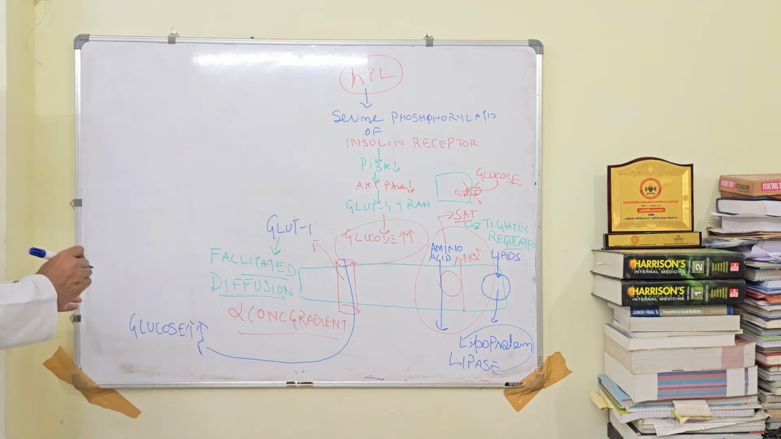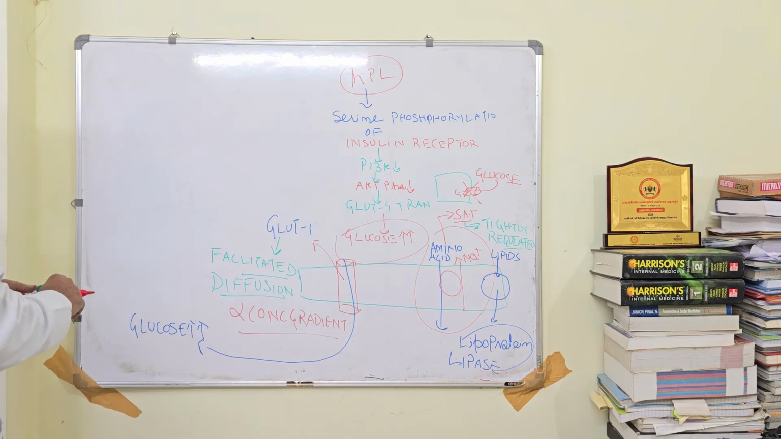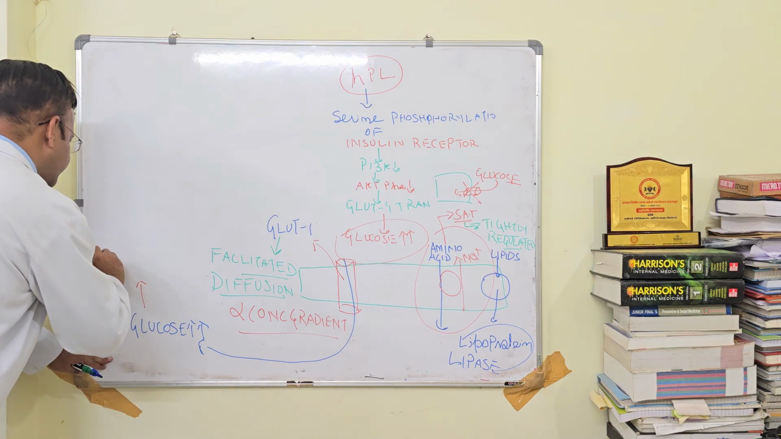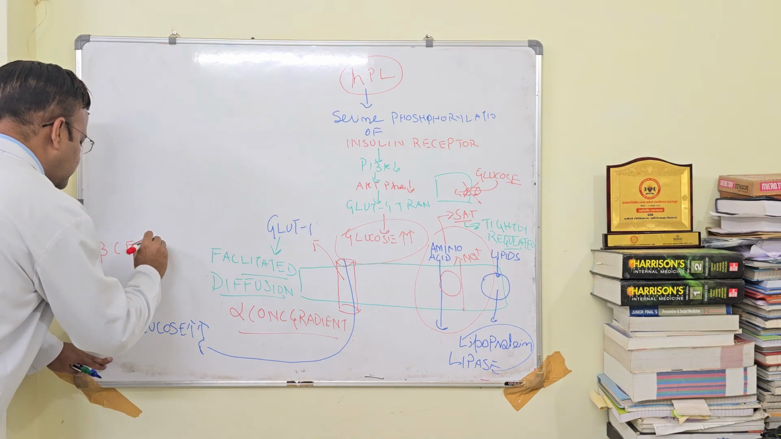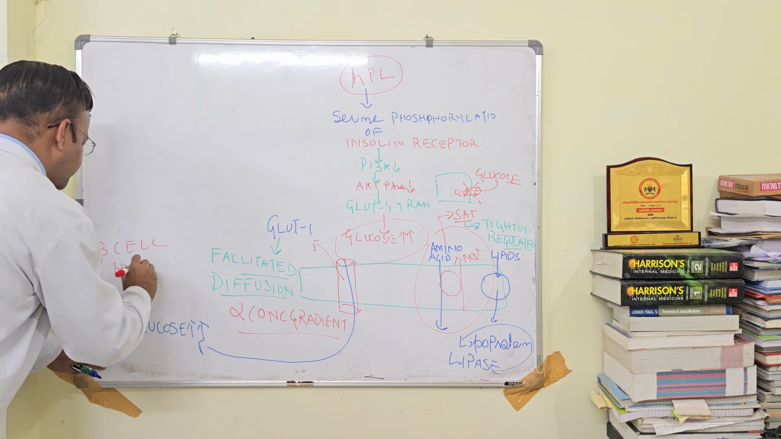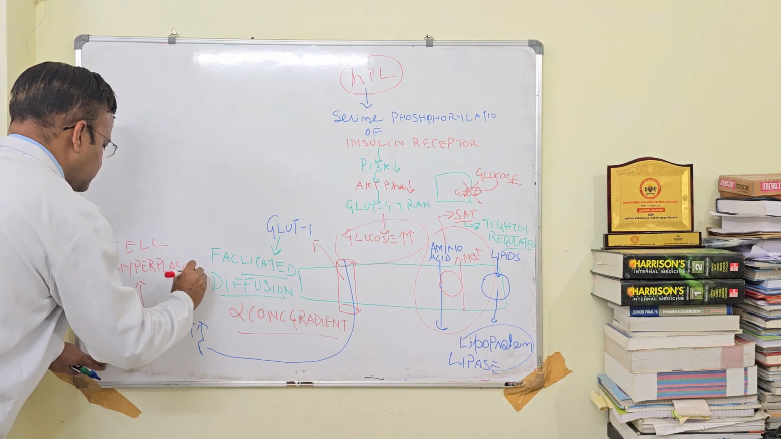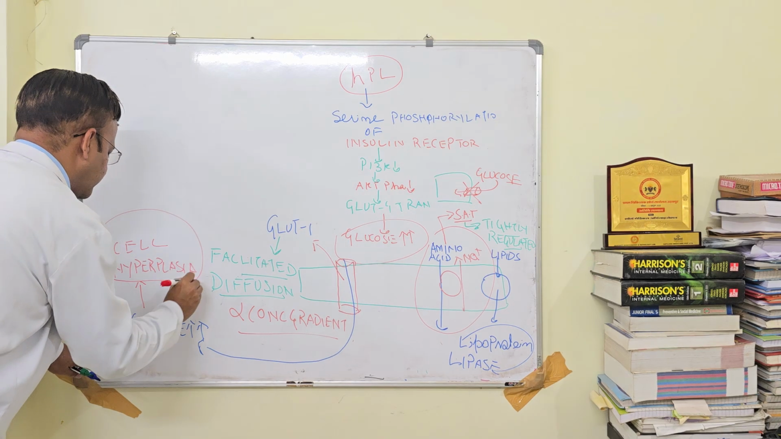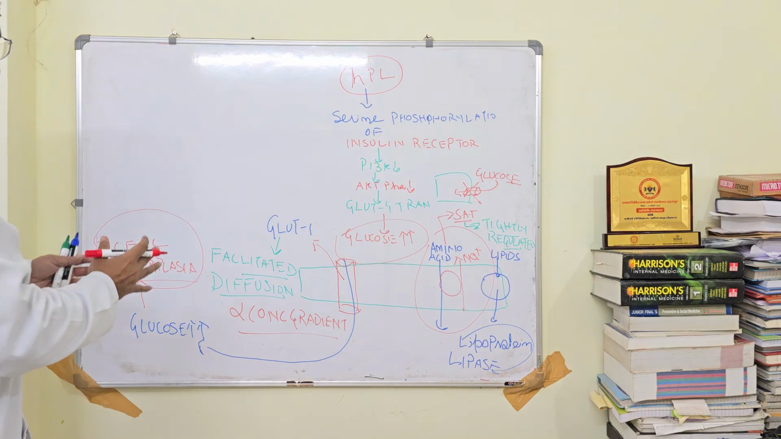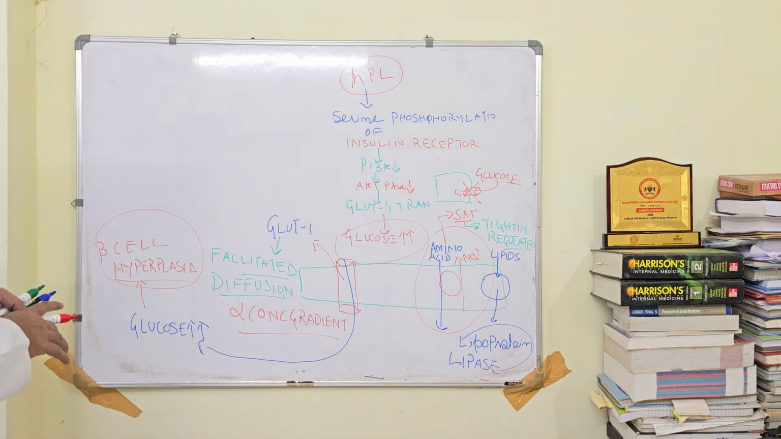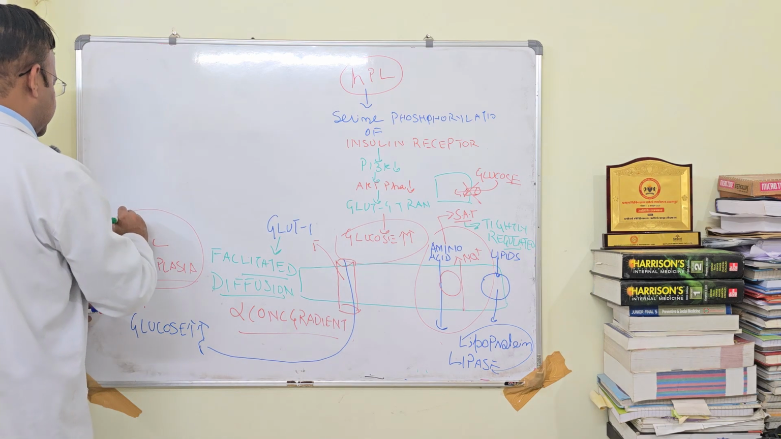What will it lead to? Now the beta cells have to respond. So this will lead to beta cell hyperplasia. Of course, the fetus is new and the beta cells are young, so they respond and you get beta cell hyperplasia. Once you get beta cell hyperplasia, they are going to release a lot of insulin.